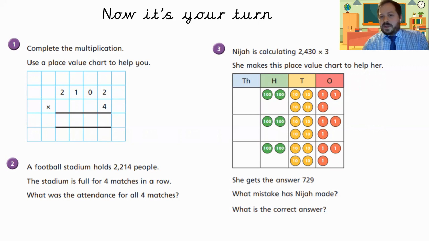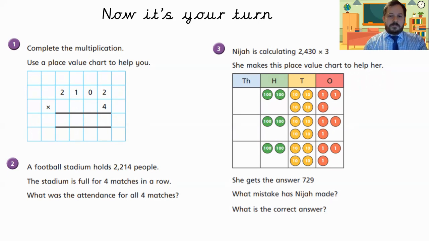And then number 3, we've got Niger is counting 2,430 times 3. She makes a place value chart to help her out, and we can see it there. And she gets the answer of 729. What mistake has she made, and what's the correct answer?